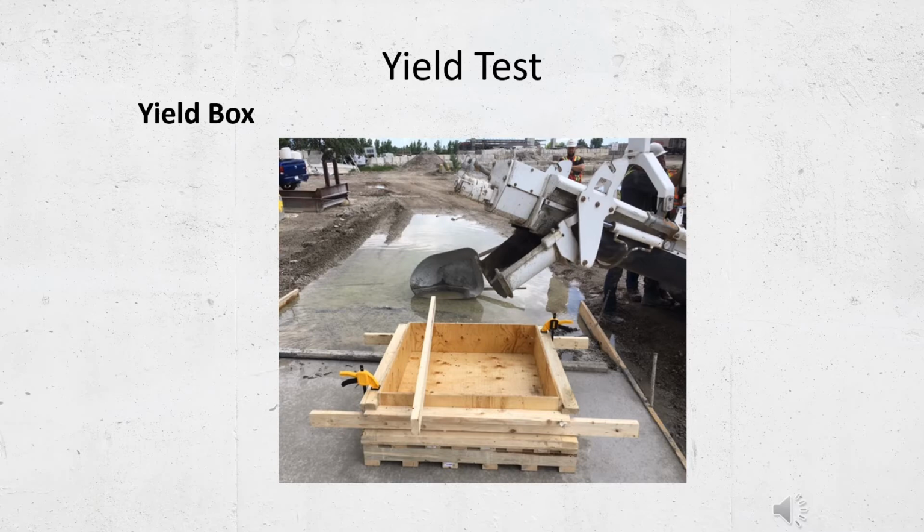But before we batch any concrete, we'll need to build a yield box of precise known volume. In no case shall the volume of the container be less than 0.2 cubic meters. Regardless of the container volume, the volume of the concrete obtained during the yield test shall be within plus or minus 1.3% of the volume of the container.